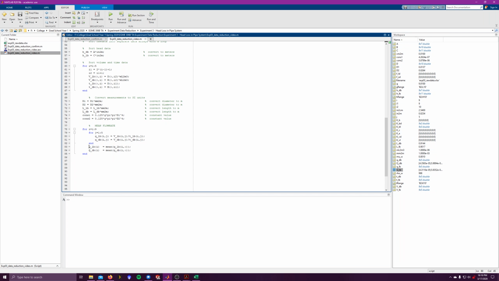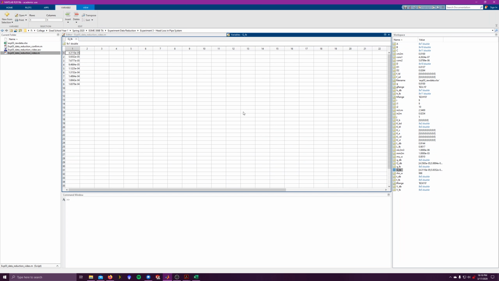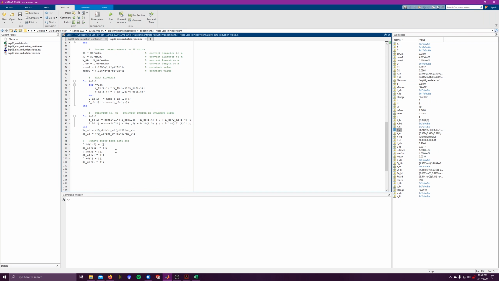And now we want to find the mean flow rate right here. That's just going to be another simple coding line to find the mean flow rate for all of those rotometer settings. Once we compute that and run the code, if we look at the mean flow rate for the light blue circuit, I have one column with all 9 settings that we had for the rotometer.